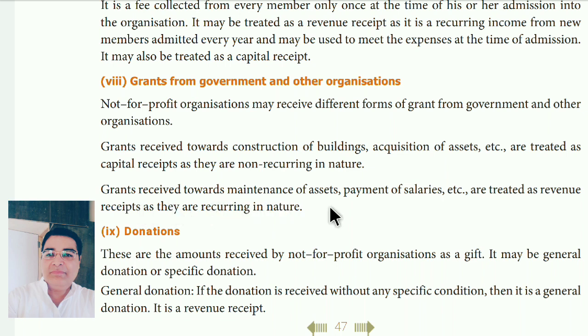Grant received towards maintenance of assets, payment of salary, etc. are treated as revenue receipts as they are recurring in nature. So, day to day expenses will come under revenue receipt and revenue expenditure.